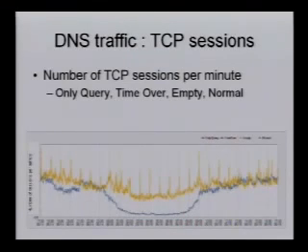This slide shows the TCP sessions submenu of DNS traffic. We classify the TCP sessions as 4 types: only query, time over, empty, and normal. An only query session has TCP start, DNS query, and TCP finish. A time over session doesn't have any TCP finish process. An empty session has TCP start and TCP finish process without any DNS queries.